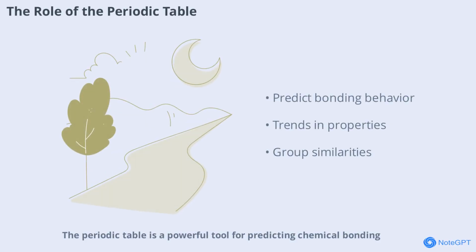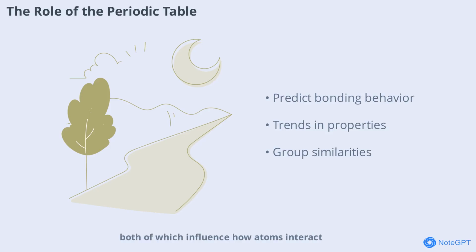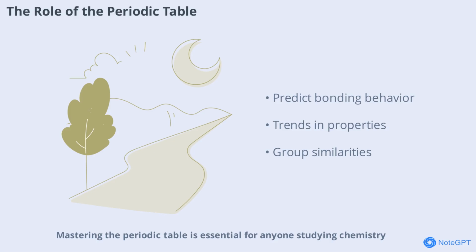The periodic table is a powerful tool for predicting chemical bonding. Elements are arranged according to their atomic number and electron configuration, which reveals patterns in their bonding behavior. For example, elements in the same column often form similar types of bonds. The table also helps us understand trends like electronegativity and atomic size, both of which influence how atoms interact. Mastering the periodic table is essential for anyone studying chemistry.